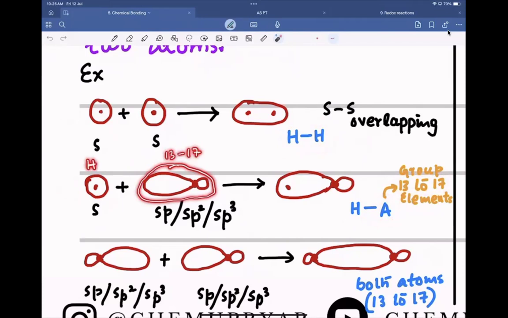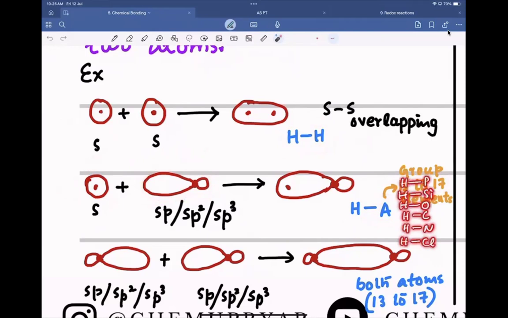So here we have examples of hydrogen bonded to carbon, nitrogen, chlorine, oxygen, silicon, or, let's say, boron. With anyone with which hydrogen can form a covalent bond, that covalent bond is formed by the overlapping of the s orbital of the hydrogen and any one of the orbitals from the elements of group 13 to group 17. Is this clear?